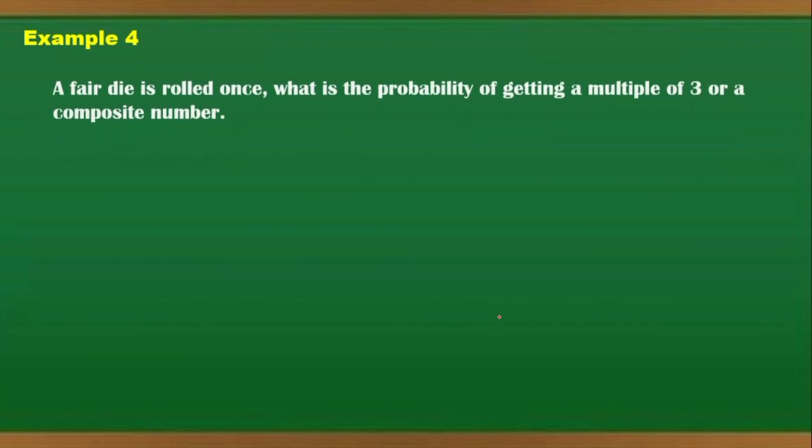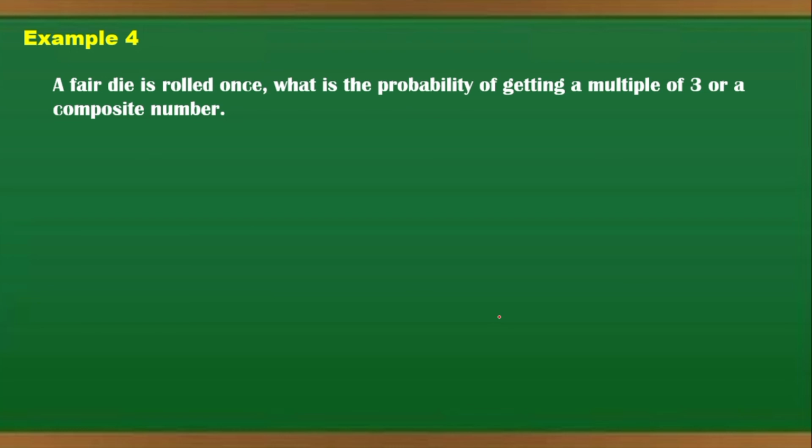And now, let's proceed to our last example. Example 4. A fair die is rolled once. What is the probability of getting a multiple of 3 or a composite number? First, let's determine our cardinality of sample space. We all know that a die has 6 sides. So, the cardinality of sample space here is 6.